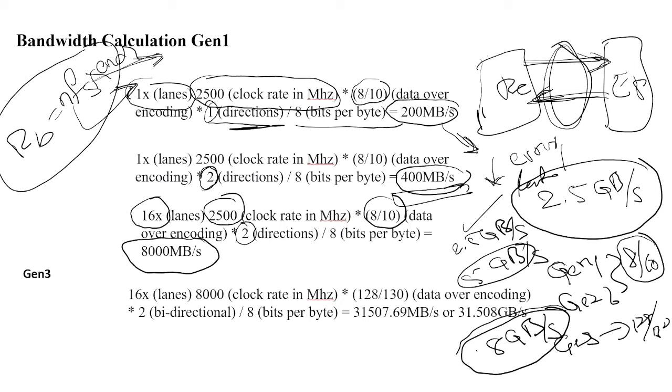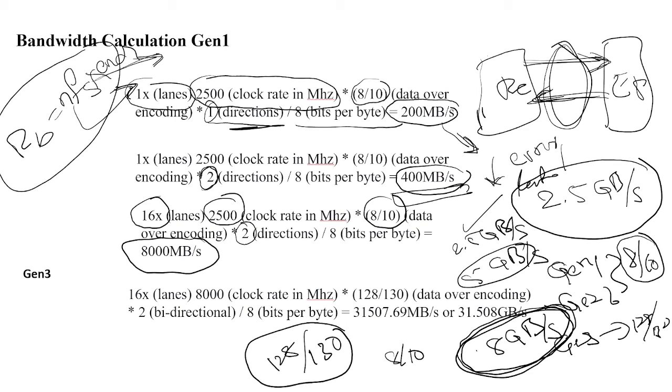So here the frequency is less, but it is covered by the encoding. In Gen 3, instead of 8b/10b encoding, we use 128b/130b encoding. Based on that, the bandwidth effectively doubles in Gen 3 also.